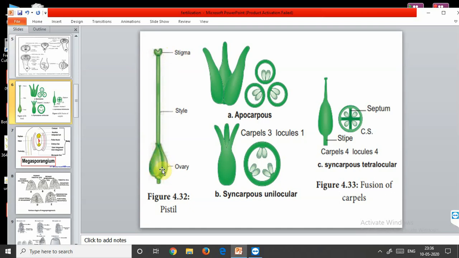Inside the ovary there are placenta present, and on those placenta there is the presence of ovules. So ovules are trapped inside the ovary. One or more than one ovules are present inside the ovary. So on the basis of the number of ovules present inside the ovary, the ovaries are of different types.